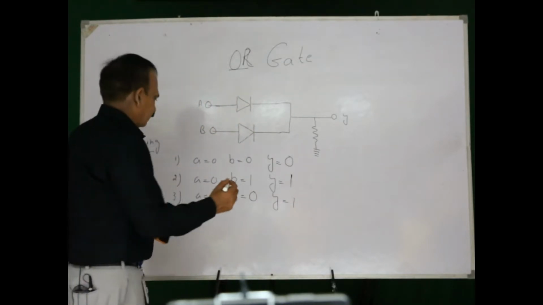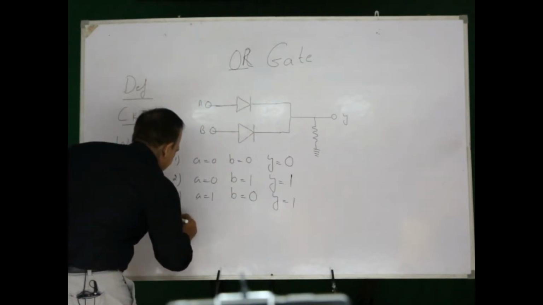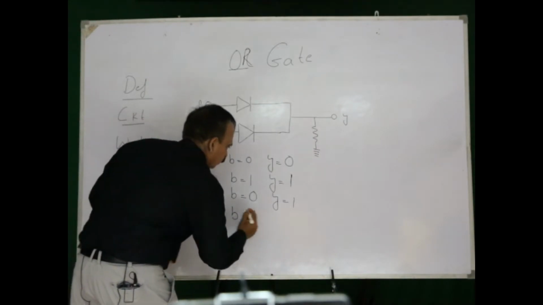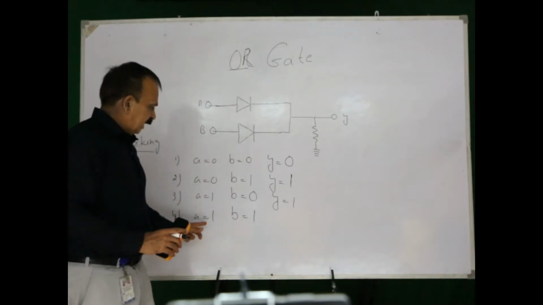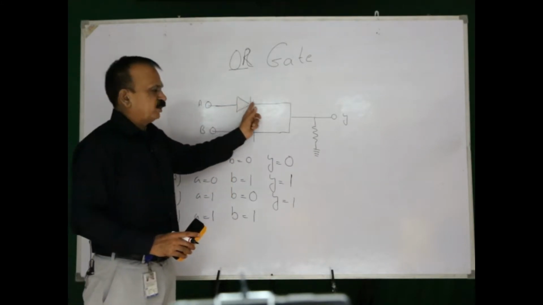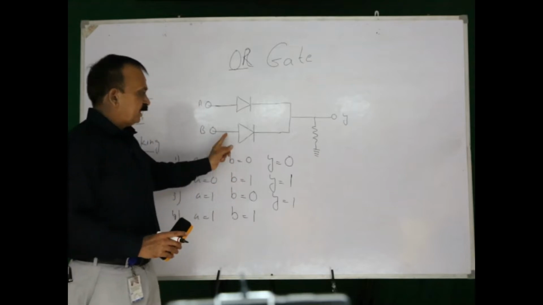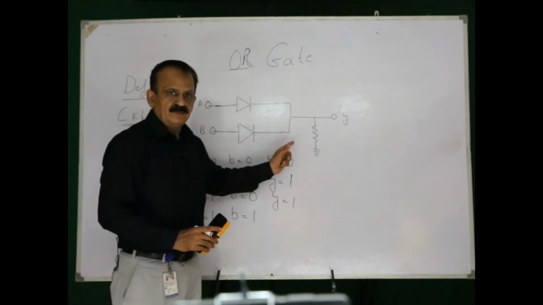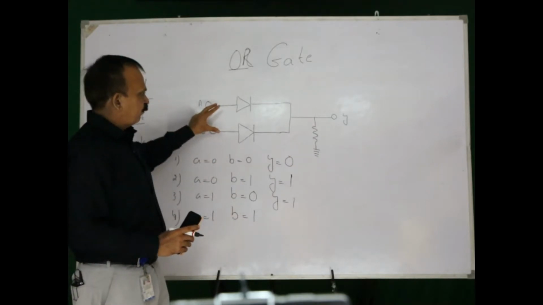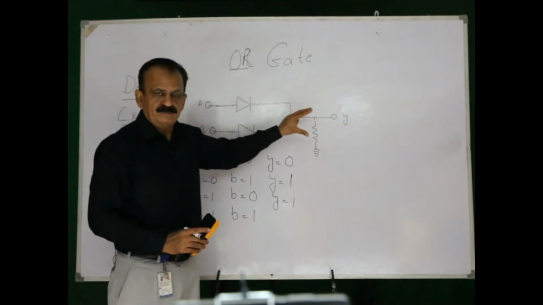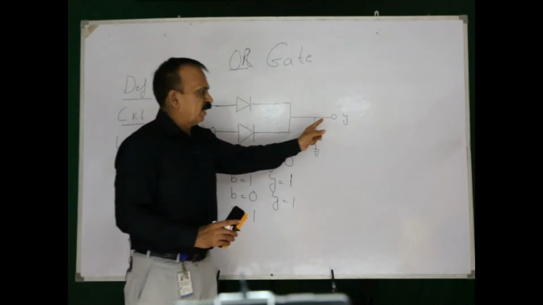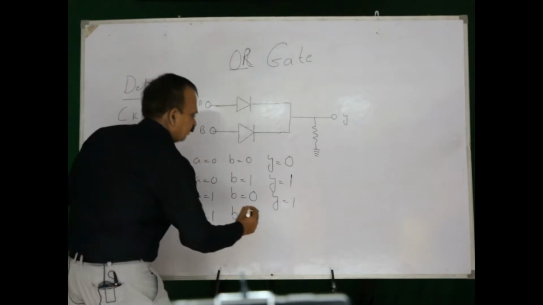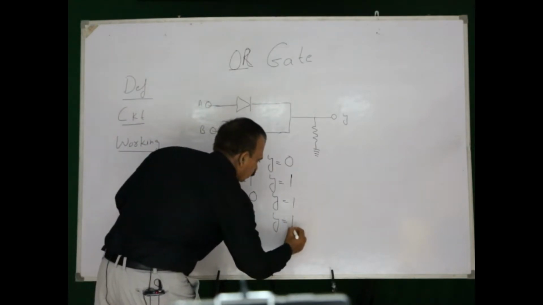And the last combination is A is equal to 1 and B is equal to 1. A is 1, so there will be current through this upper diode, B is equal to 1, so there will be current flow through this diode. That means the current will be flowing through both of the diodes, and due to which the output Y is going to be 1. That means Y is equal to 1.